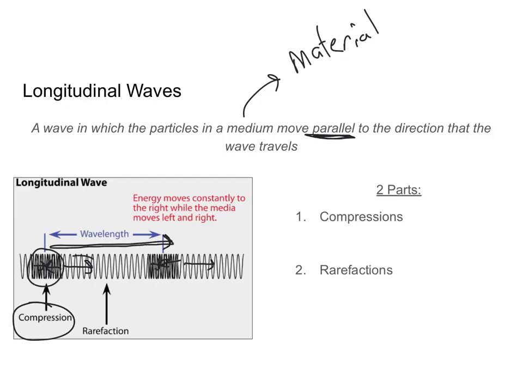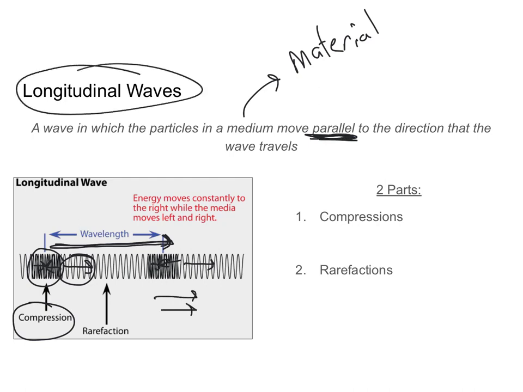And so you can see that my disturbance and the way that my wave is moving are both in the same direction. And so they are parallel to each other. And this is called a longitudinal wave. And it'll look like this.